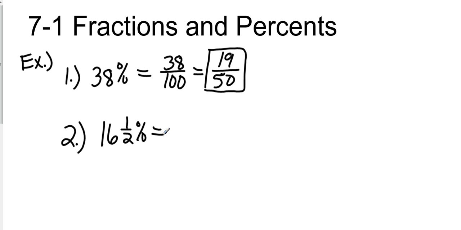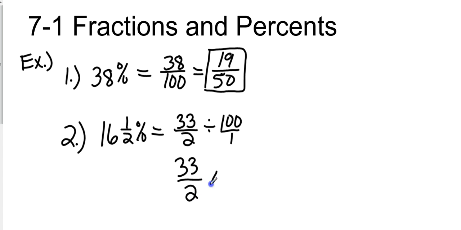So we're going to take 2 times 16. It's going to give us 32, plus 1 is going to give us 33. And that's 33 halves. And then we're going to divide that by 100, or 100 over 1. So this is going to be keep it, change it, flip it.